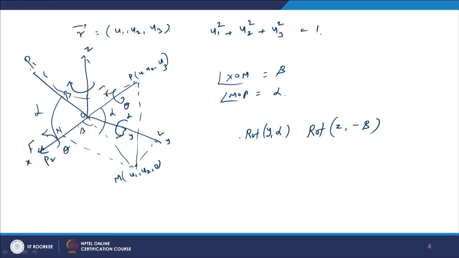So, now because this OX is the x axis of the fixed frame, we have to multiply that rotation in the left side x by an angle theta. So, now we want to take this OP vector to its original place, then only the requirement is completed.